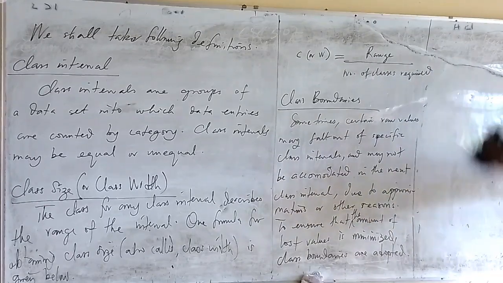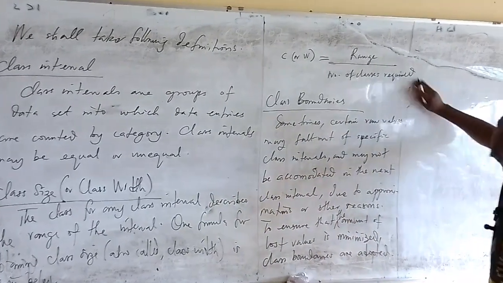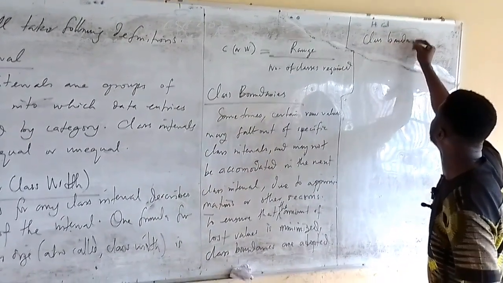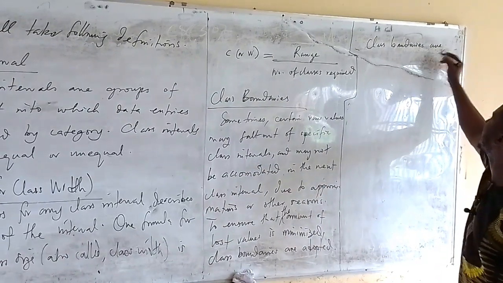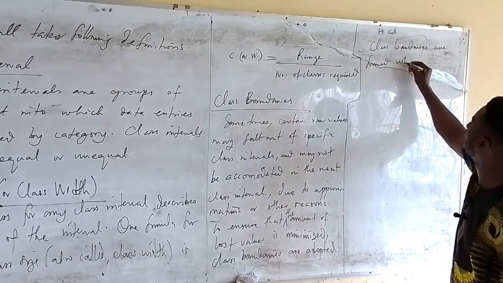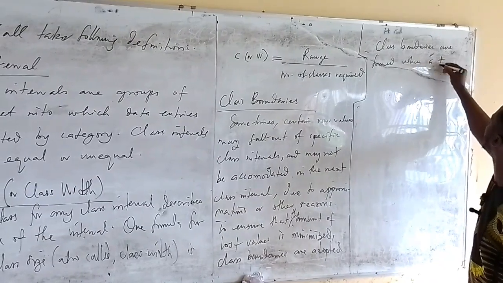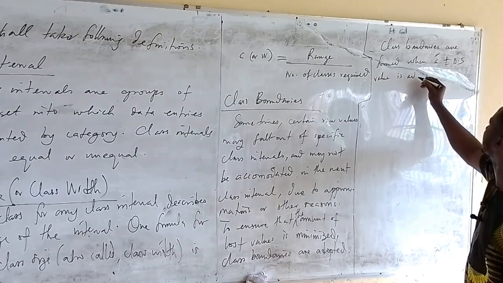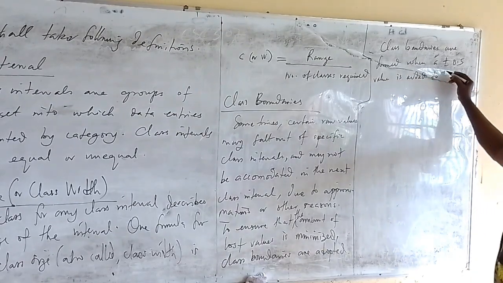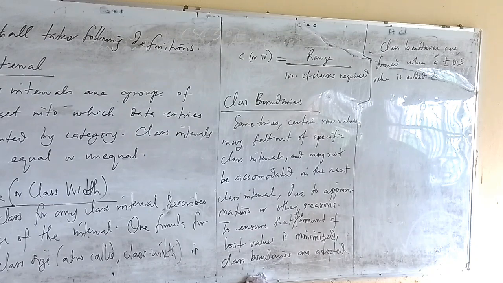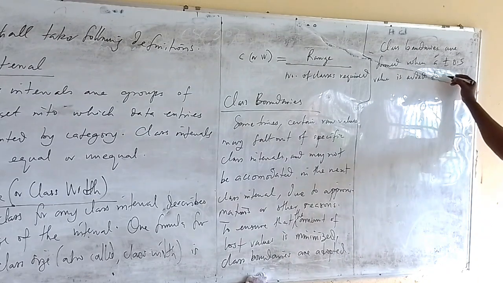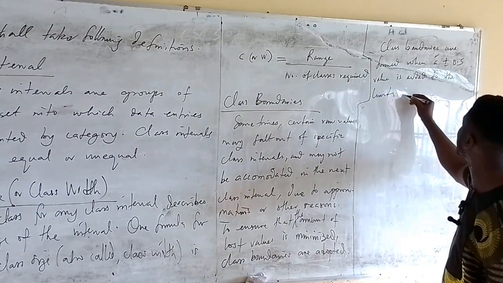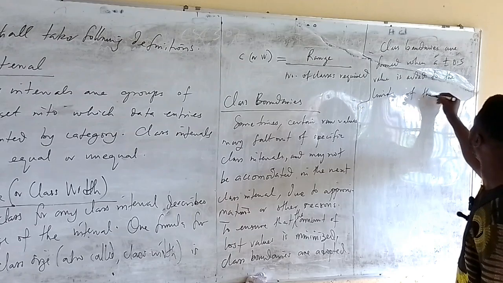So based on that, we can now go to the next paragraph under that definition to define what it is. Class boundaries are formed when a plus or minus 0.5 value is added to the limits of the class interval.